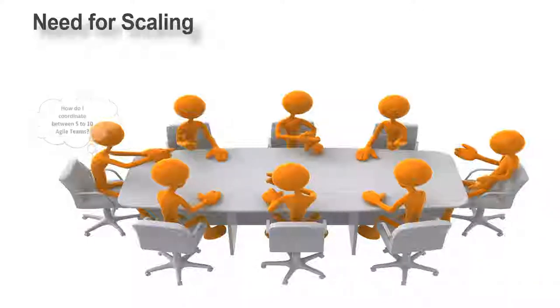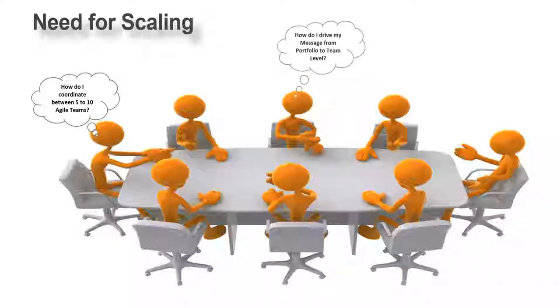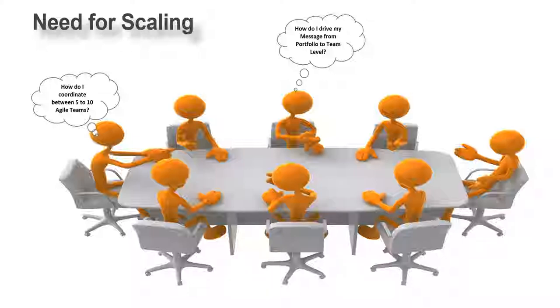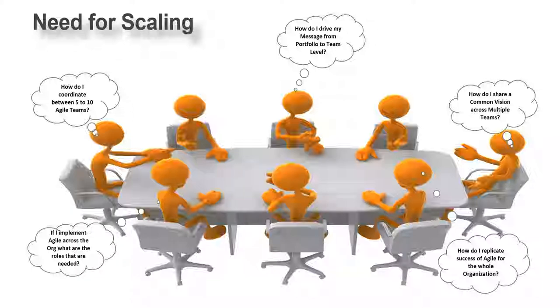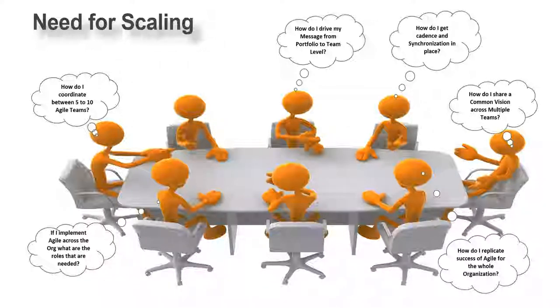So let me talk about a few challenges here. How do I coordinate between 5 to 10 agile teams? How do I drive my message from portfolio to team level? So from the top layer management to the team level, how do I drive those messages? How do I share common vision across multiple teams? If I implement agile across the organization, what are the roles that I would need? How do I replicate success of agile for the whole organization? How do I get cadence and synchronization in place? How do I do integration between several teams?